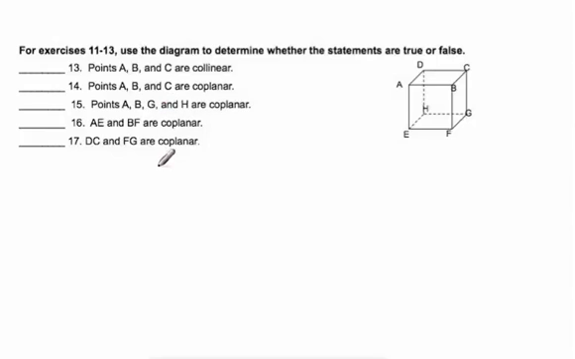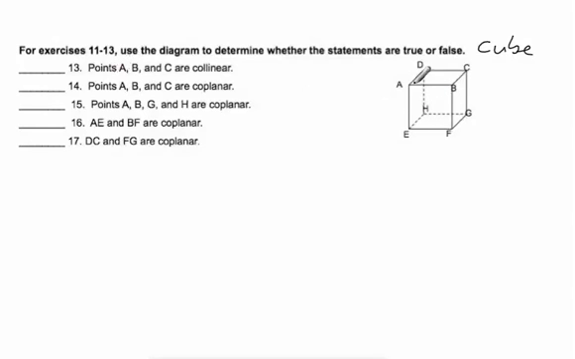For exercises 11 to 13, use the diagram to determine whether the statements are true or false. So here it's a cube, all right? So we have a cube. Every cube has square faces, and every intersection is a 90-degree angle. So we have square faces, 90-degree angles.